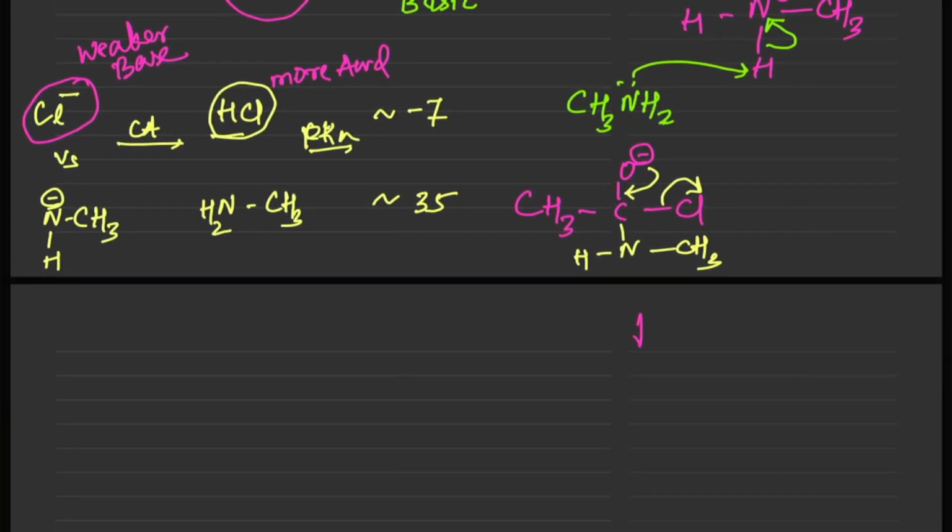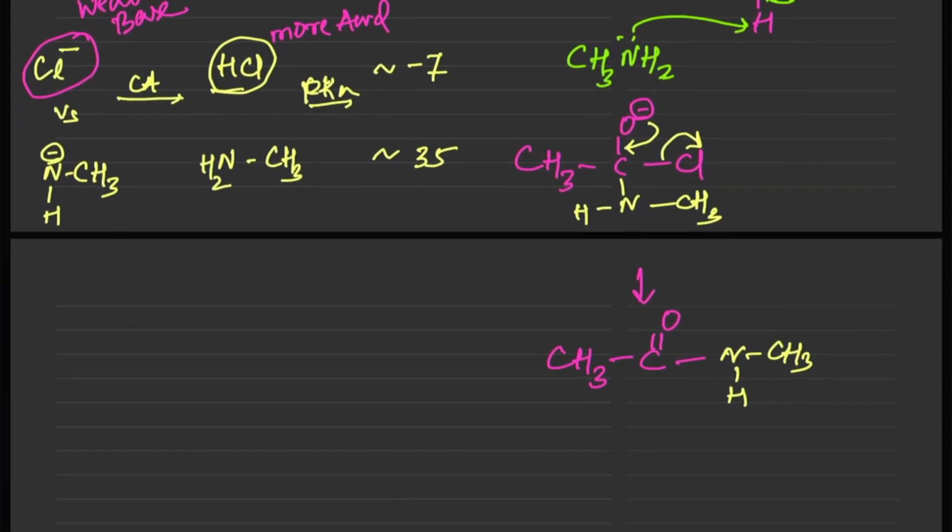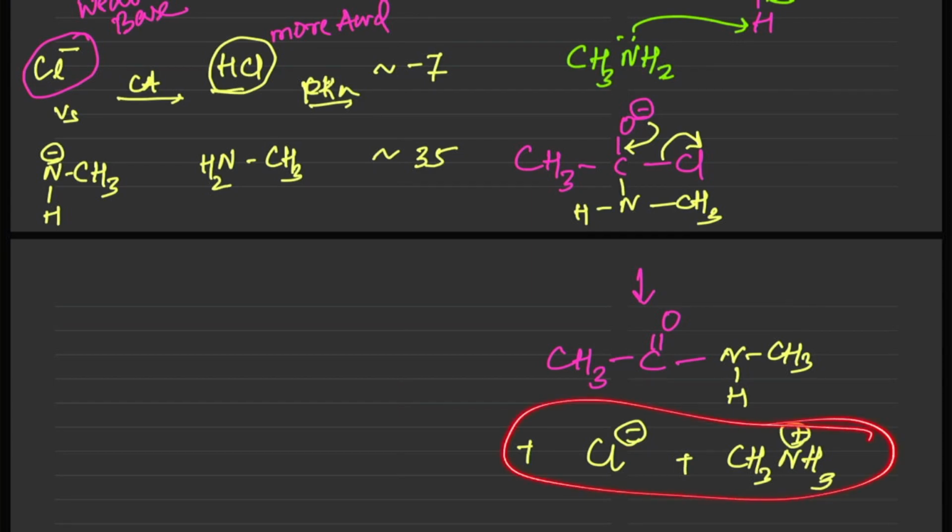All right, so we got our product CH3CONHCH3, and what is the byproduct? Cl minus, and then we already had CH3NH3 plus. So that's basically an ammonium chloride. So you have a counter ion, positive and negative. All right, so let's stop this video here.